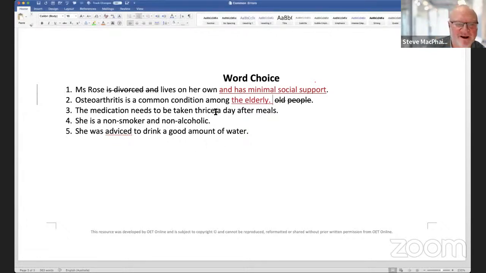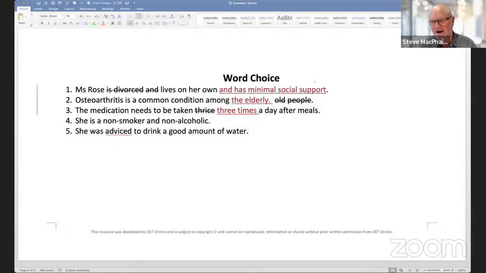All right, next one, thrice a day. No, we can say once, we can say twice, but thrice is old-fashioned. Don't use it. The medication needs to be taken, what do we put? Omar got it. 3 times, just add an S, 3 times a day. Once, twice, 3 times. Thrice is not informal, it's more old-fashioned, used less commonly in standard English.